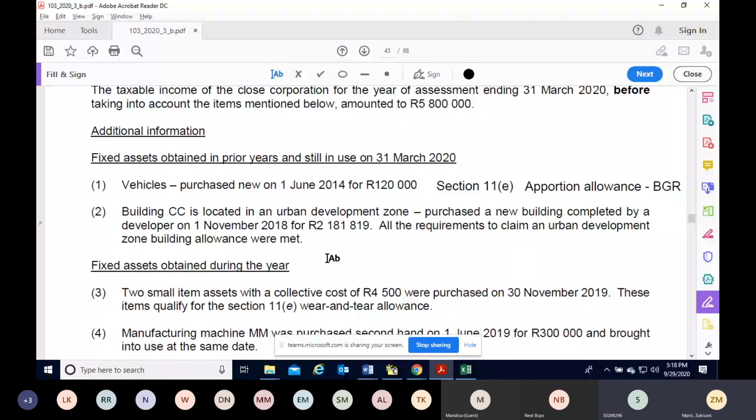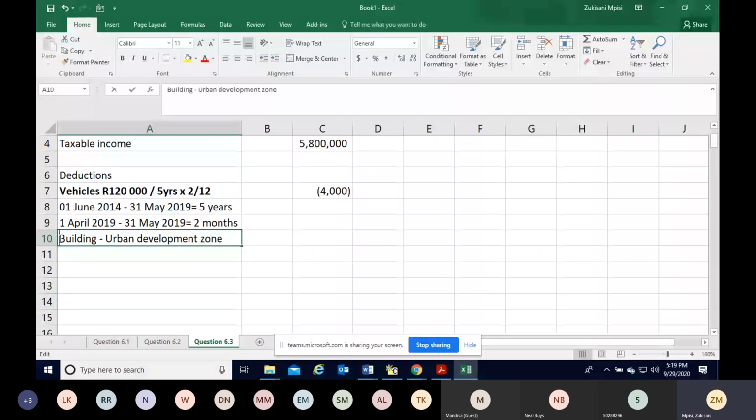Where the developer incurred the cost, the allowance will be granted. If it is a new building, the purchaser may only claim on 55% of the purchase price. If it is a second-hand building, they may only claim 30%. So in this case, it is a new building.